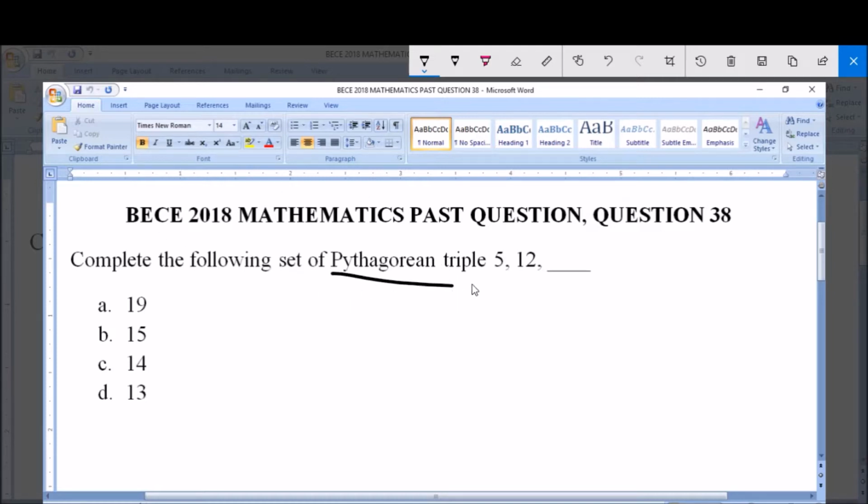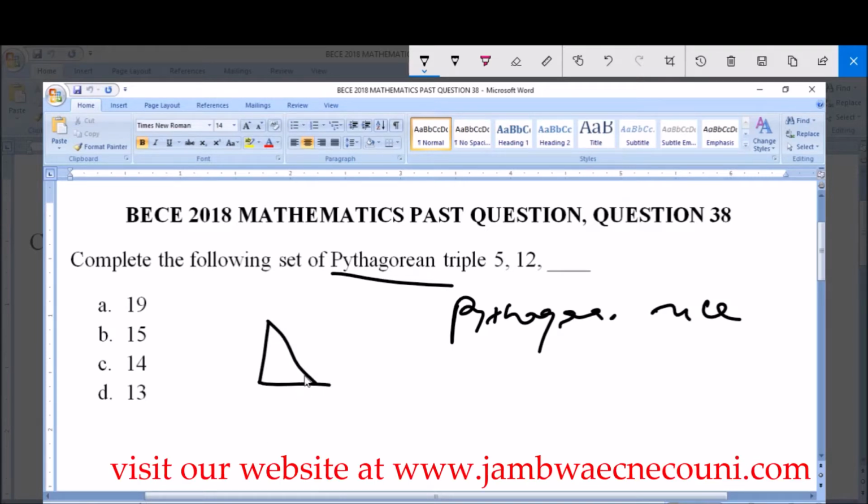When you see Pythagorean triple, what should come to your mind is the Pythagoras rule or theory. Now, this can just simply be represented with a right angle triangle. Let's say we have an angle theta here.